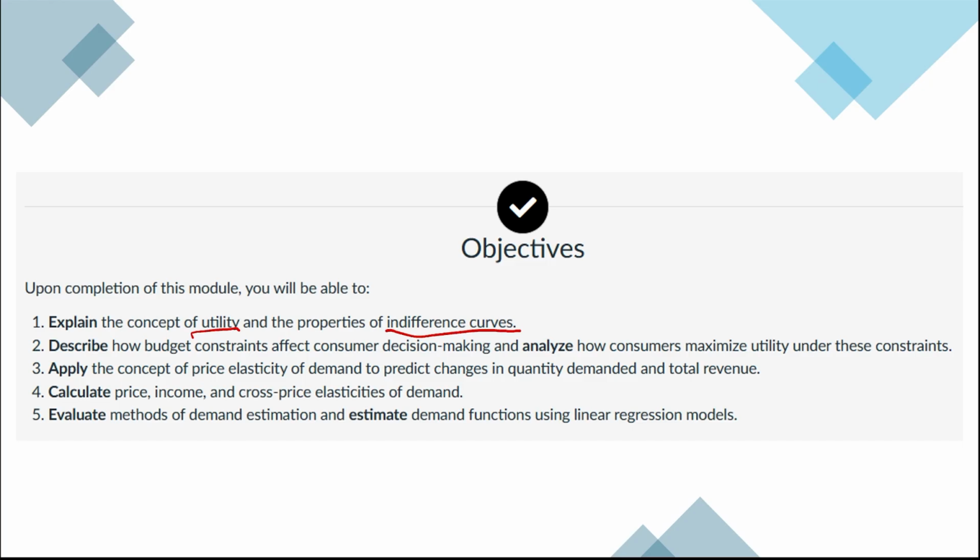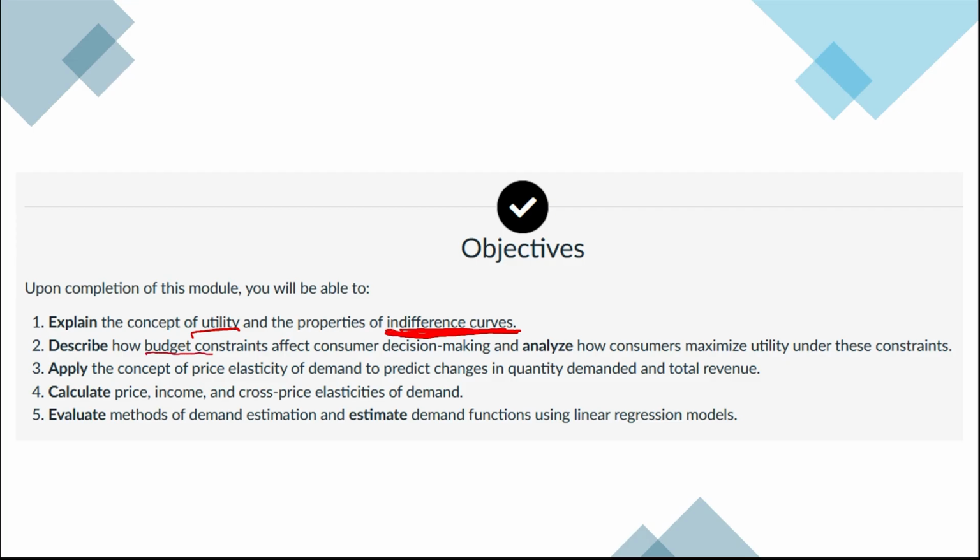And if we think about how much they prefer one good versus another, indifference curves will show us all sorts of combinations of different goods that get consumers to the same amount of overall utility or satisfaction. And so that helps us think about how much they value one good versus another when they already have certain amounts of those goods. Next, we want to describe how budget constraints affect consumer decision-making.